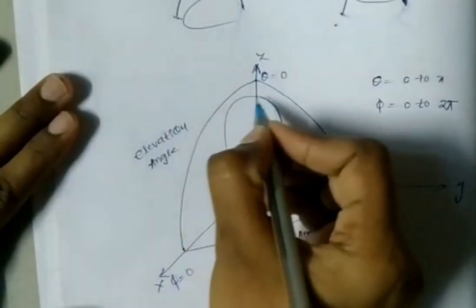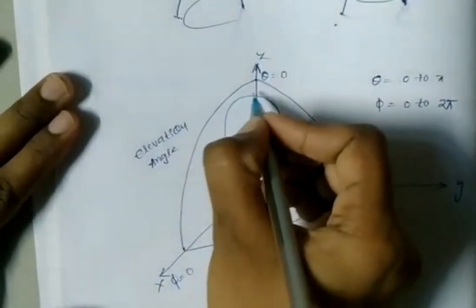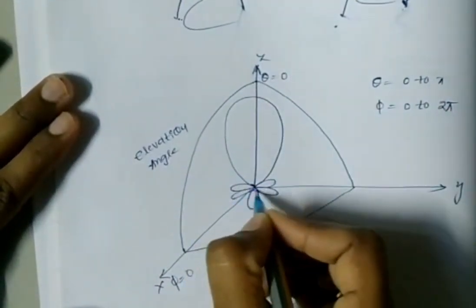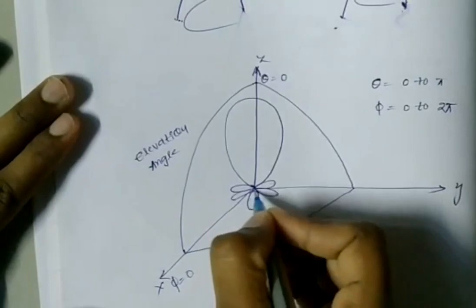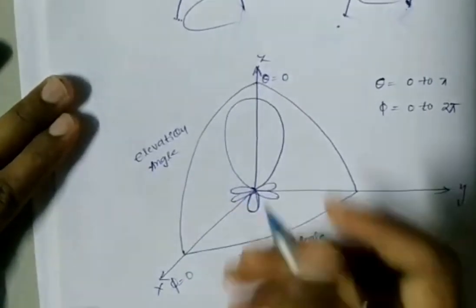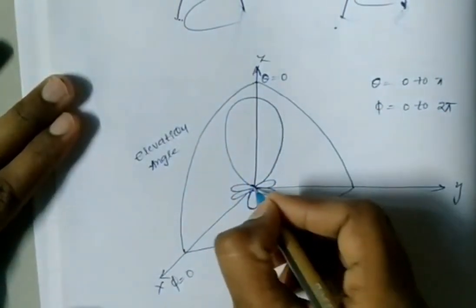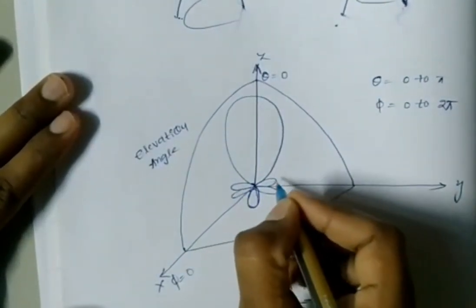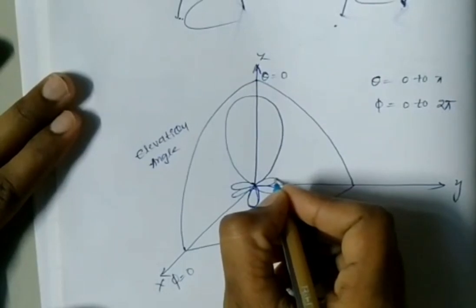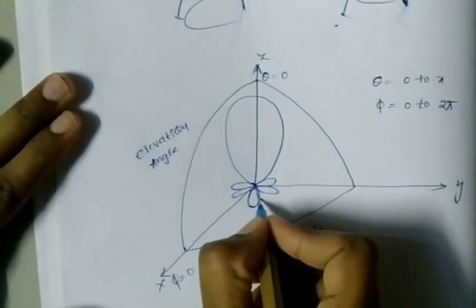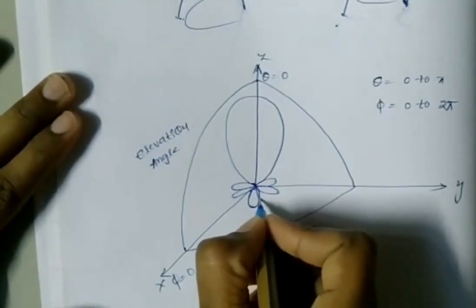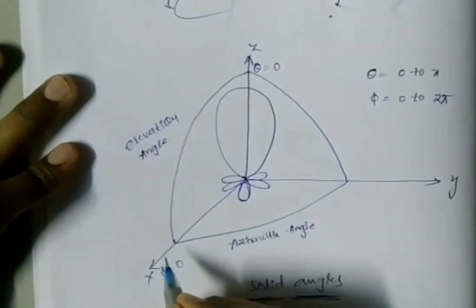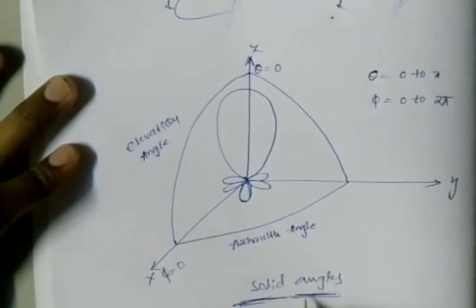And here this one is the radiation pattern. In this radiation pattern we have different lobes. This one is the major lobe, these are the minor lobes or side lobes, and this one is the back lobe. The major lobe indicates the maximum radiation direction, and the minor lobes or side lobes indicate the minimum radiation direction. In this back lobe also there is minimum radiation. And in this spherical coordinate system the existing angles are solid angles.